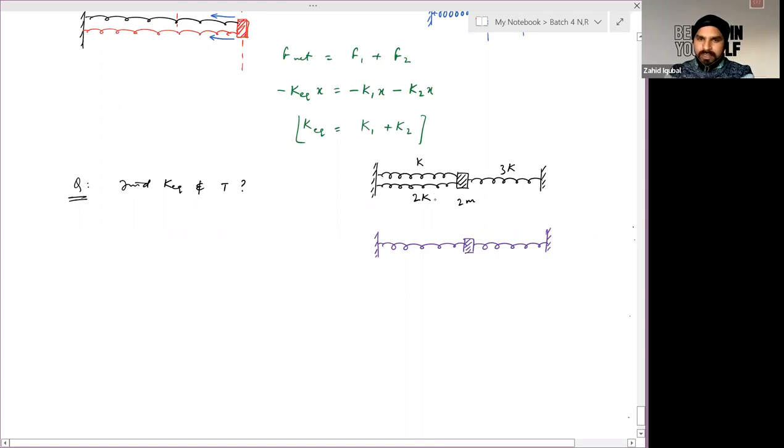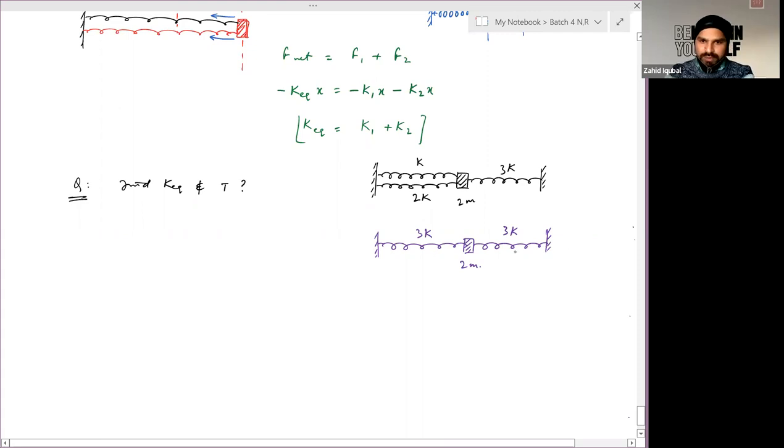This arrangement may look like this. So in the left part, we have two springs which are connected in parallel. So K equivalent will be the sum of these two parts. So K plus 2K will become 3K. And this is also 3K, having mass 2m.